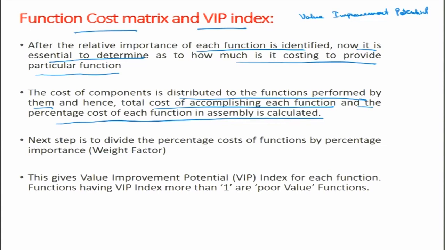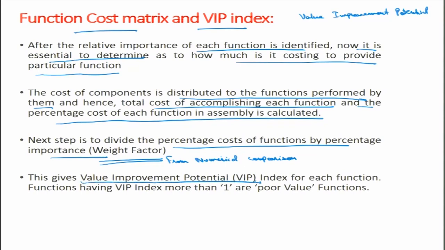Next step is to divide the percentage cost of functions by percentage importance, that is the weight factor that we have generated in the numerical comparison. This gives the value improvement potential index, VIP index for each function.